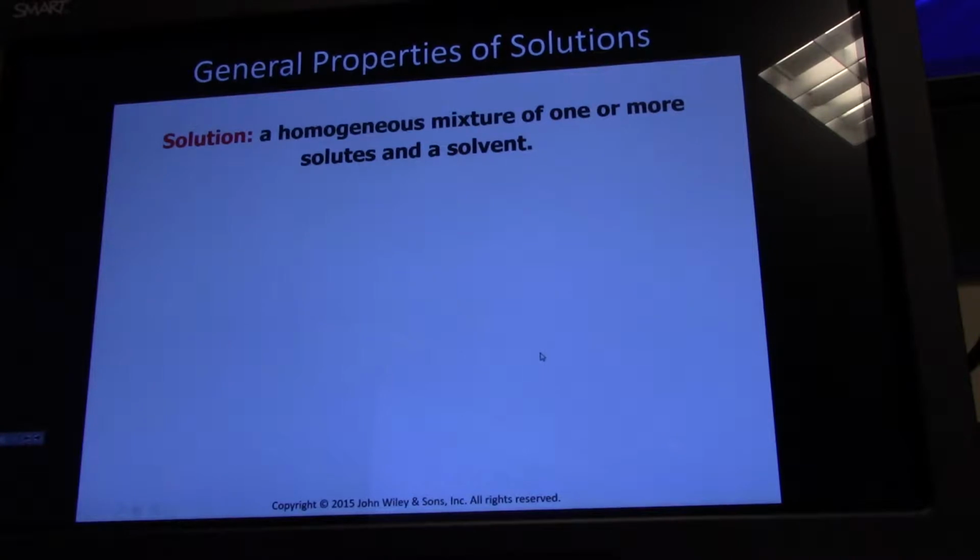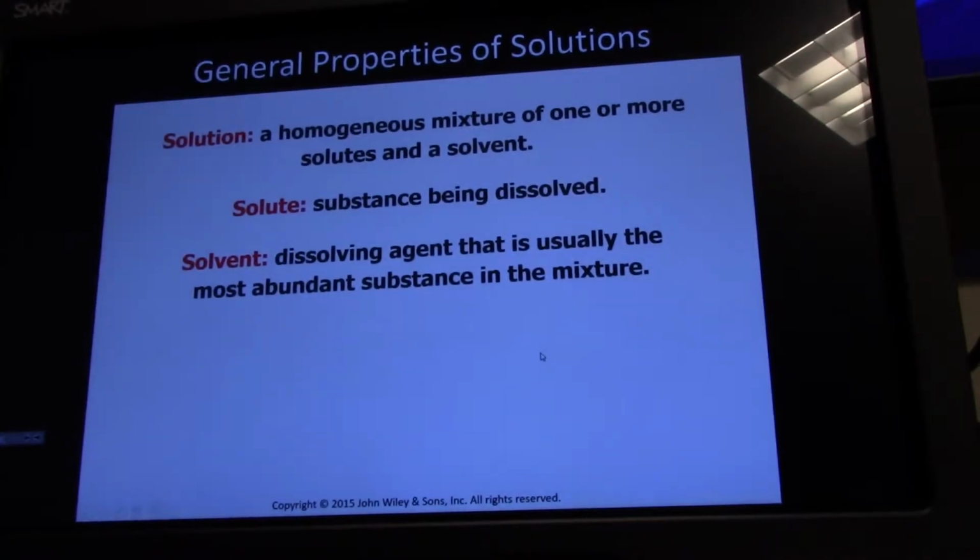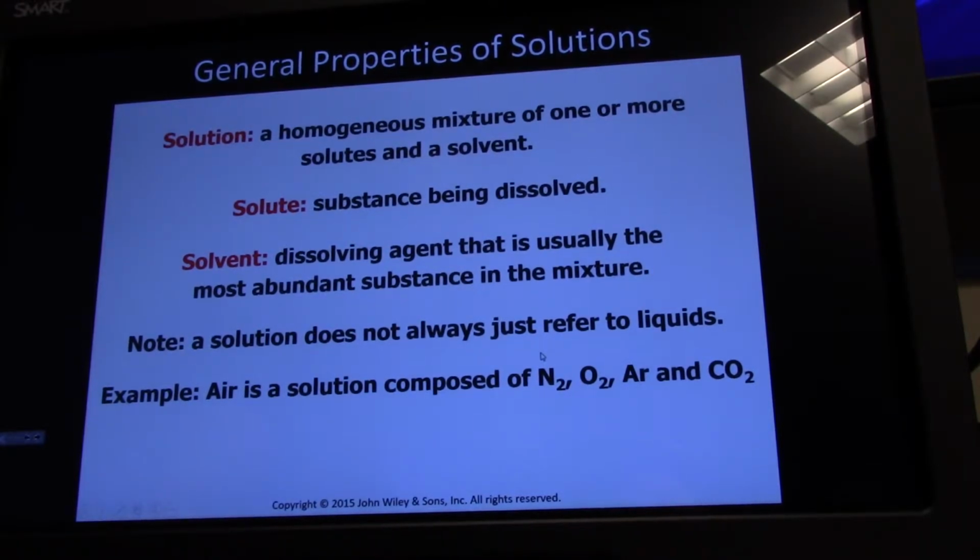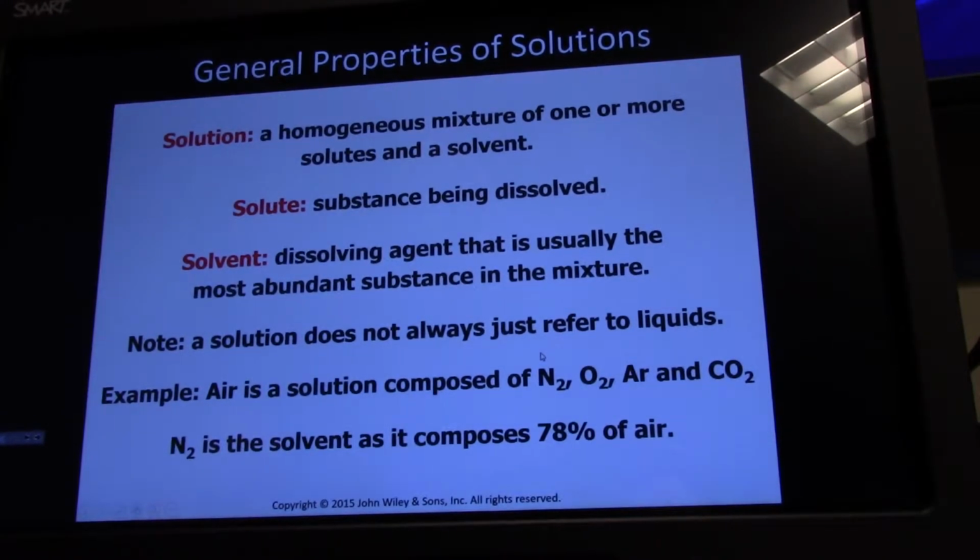Homogeneous means it's exactly the same literally everywhere. No matter where you take a sample, you should get the exact same results every single time. The solute is what gets dissolved. The solvent is what does the dissolving. And a solution does not always refer to just liquids. You can have solid solutions like we just saw with brass, or we can have gaseous solutions like air, a solution of nitrogen, oxygen, argon, and carbon dioxide.